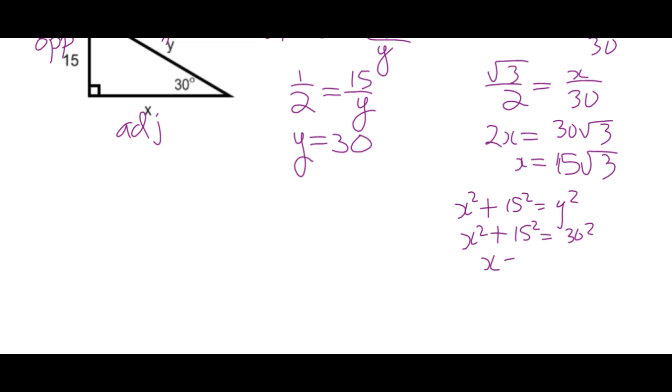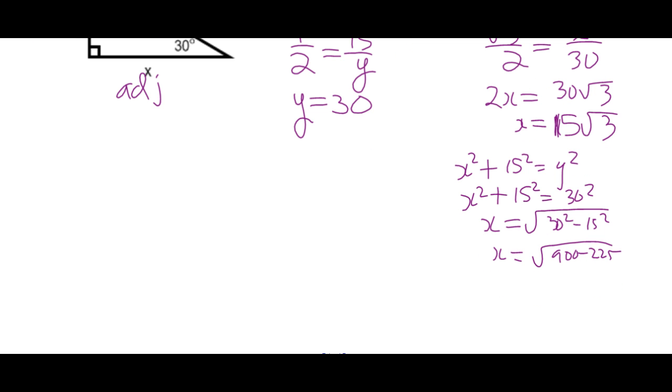30 squared, so x is equal to the square root of 30 squared minus 15 squared. Wow, this is harder. 900 minus 225. What's that? I need 75 to get to 300, so 675. What goes into that? 225.